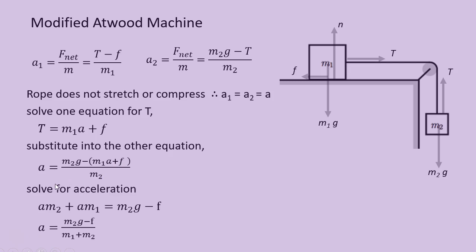Now we have to solve for acceleration, so after some algebraic manipulations, we wind up with the acceleration of the system equal to the mass of block 2 times the acceleration due to gravity minus the friction force, divided by the system mass, which is mass 1 plus mass 2. We're making the assumption that the rope's mass is insignificant compared to blocks 1 and 2. Notice that if we have no friction, this term goes away. So we can use this general equation for the modified Atwood machine with or without friction.